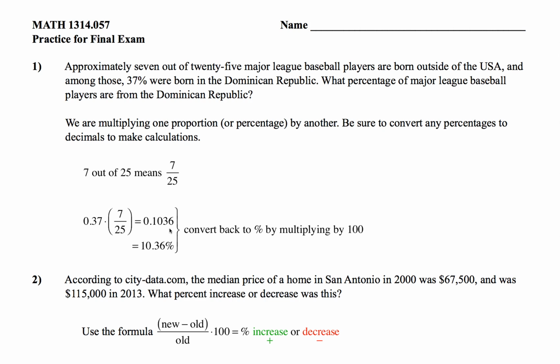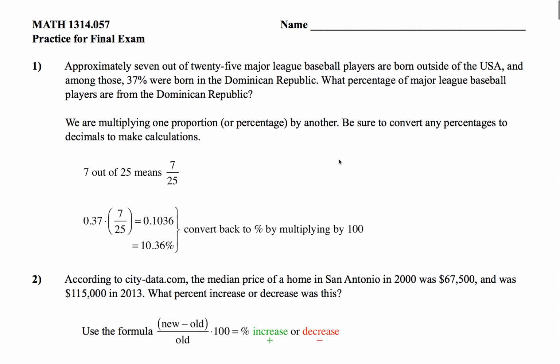and for circumstances like this, you're most certain to come up with the exact correct result if you multiply that proportion, or that percentage converted to this proportion, times the fraction. And in any case, when you make that multiplication, your result will be 0.1036. Convert that back to a percent by multiplying by 100, because the question asks what percentage, and that's what we get by multiplying by 100.